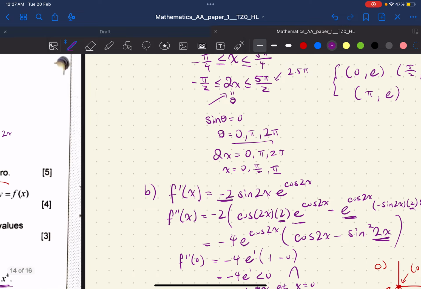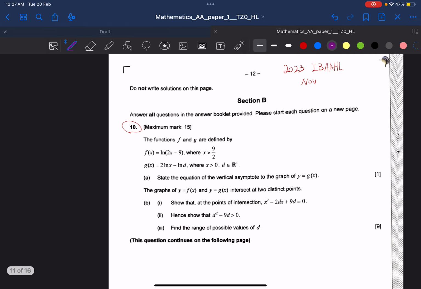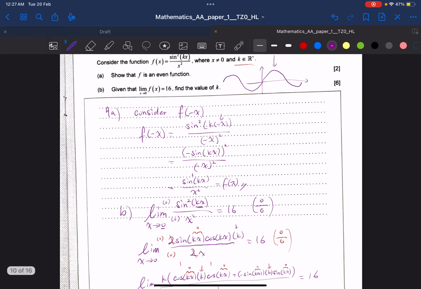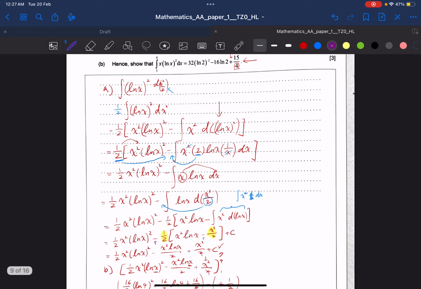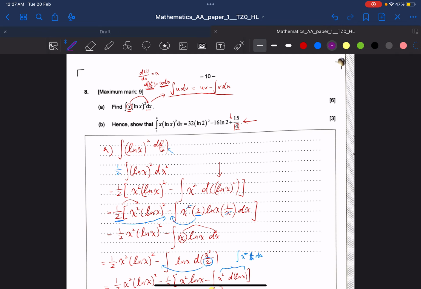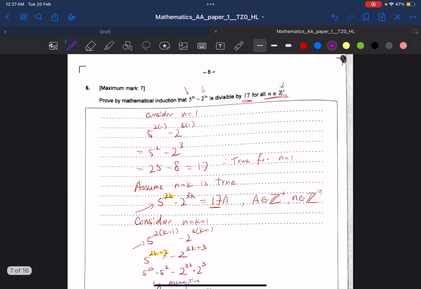For question 11 here, I think just make sure you don't have any careless mistakes. And the whole paper, I think this is pretty easy. Number 9, the last question of section A, is pretty easy. Number 8, be careful because I think it's a little bit more challenging. And then the rest, I think, is pretty straightforward.